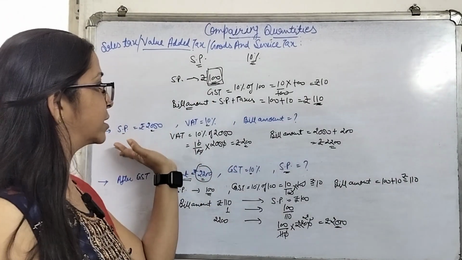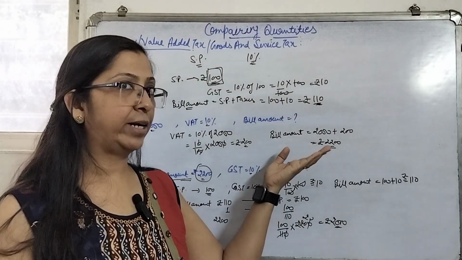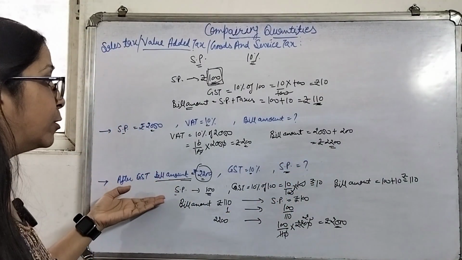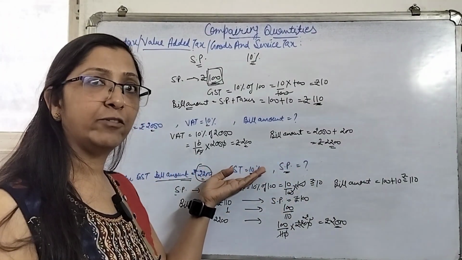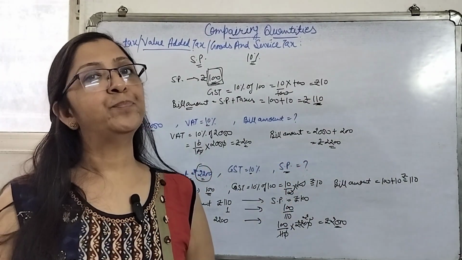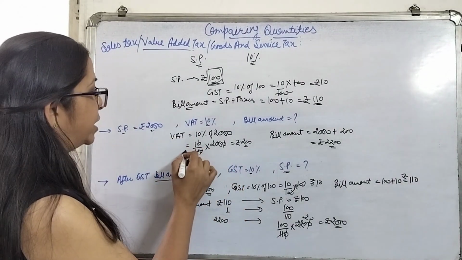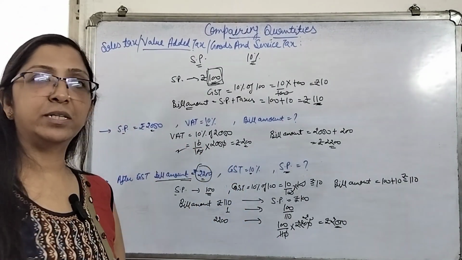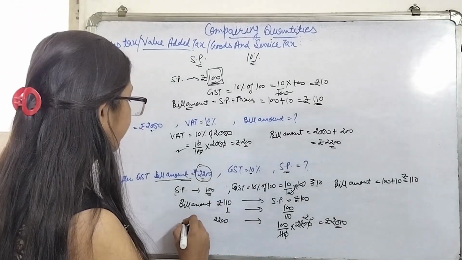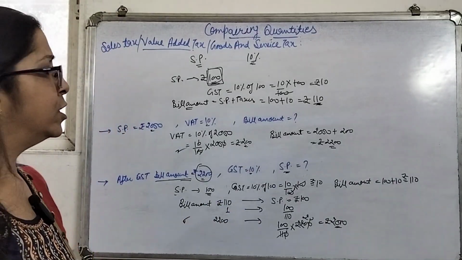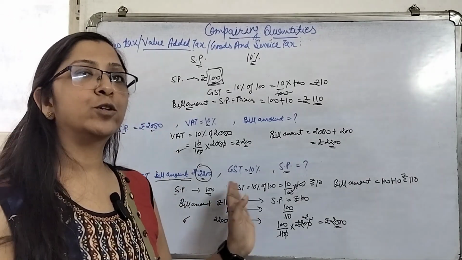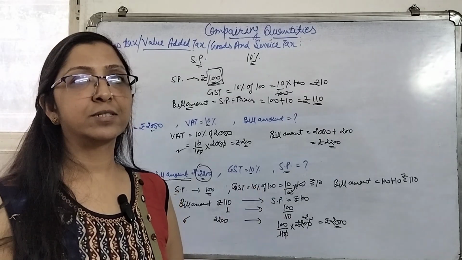If selling price is given and VAT percentage is given, we can find the bill amount. If your bill amount is given and your taxes are given in percentage, we can find the selling price. So this is how we can use the concepts of percentage. Here we have done the question using the percentage concept. Here we have done it using the unitary method. So you can use either method for solving these types of questions.